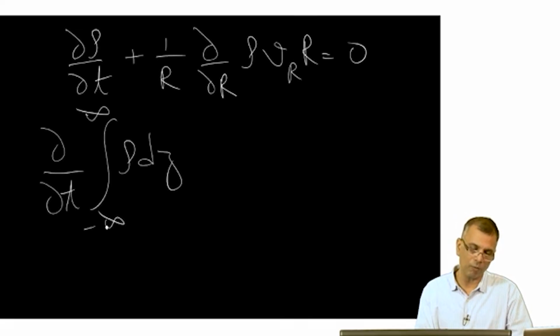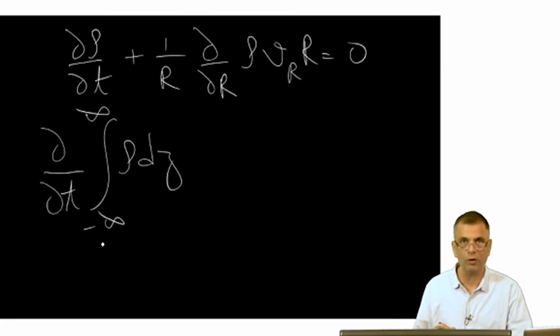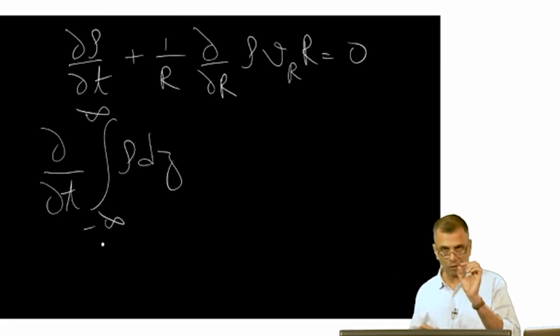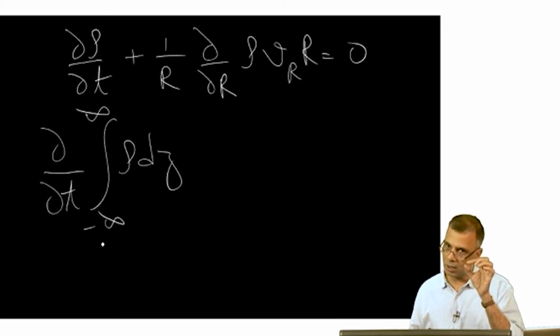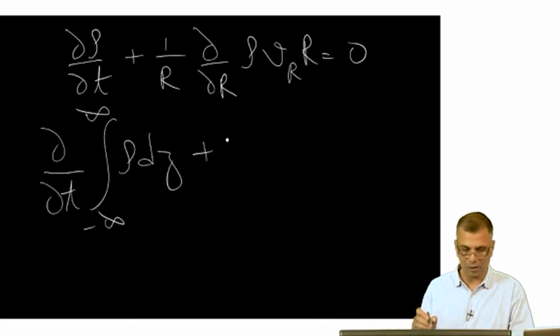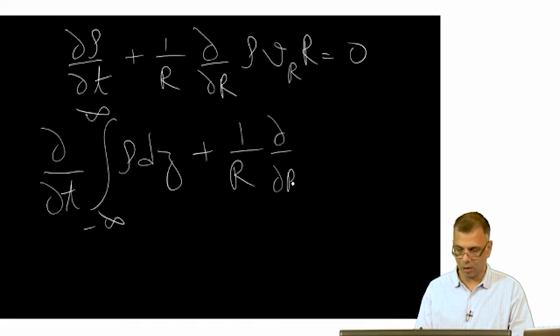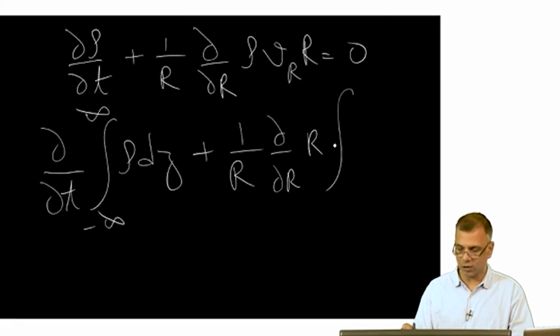I'm formally writing from minus infinity to infinity. The z extends from minus infinity to infinity, but of course it extends only over a finite thickness. So the only contribution comes from that finite thickness. The rest of it just goes to 0. And now what I'm going to do here is 1 over r d over dr, and the r comes outside. This r I take outside, and I allow the rho and the v sub r to be functions of z.